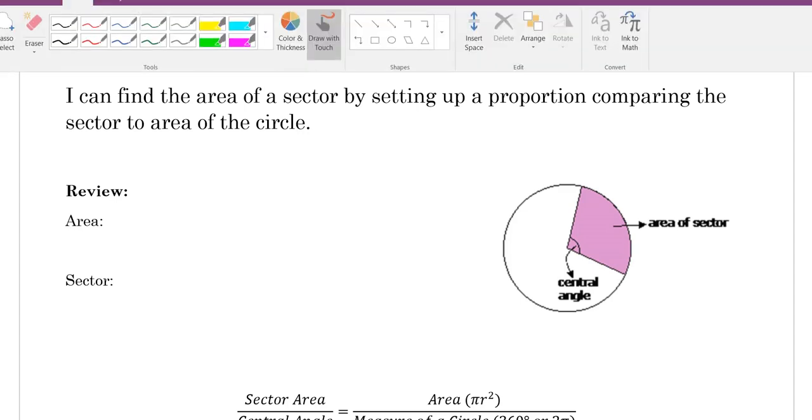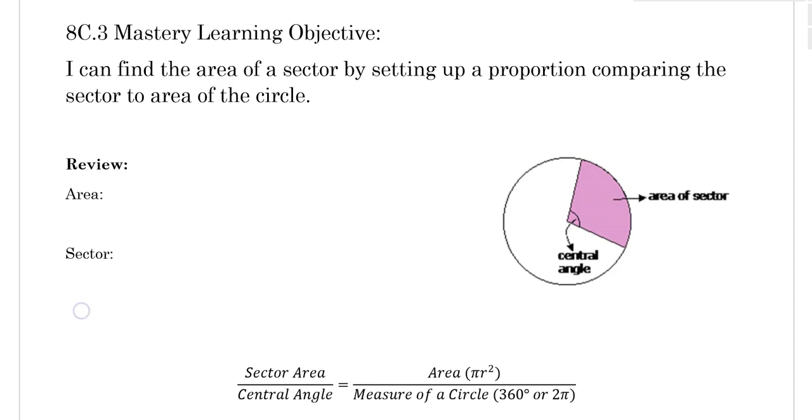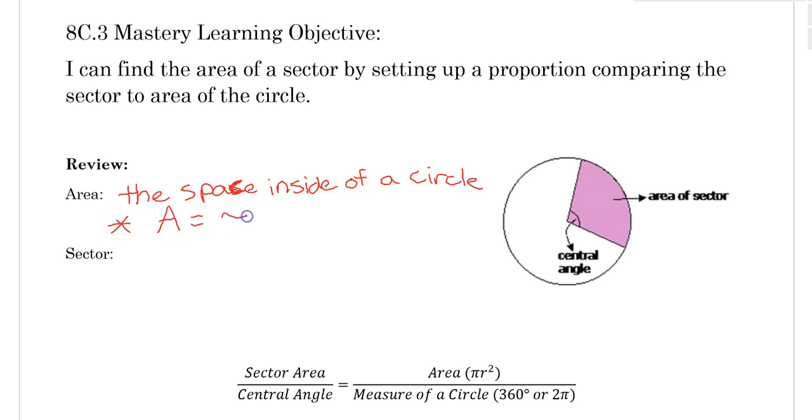Okay? So, again, what is the area of a circle? The area of a circle is the space inside of a circle. And a thing to remember is area equals pi times r squared. Okay, so again, that's kind of a review of what area is. We learned that in our volume unit.